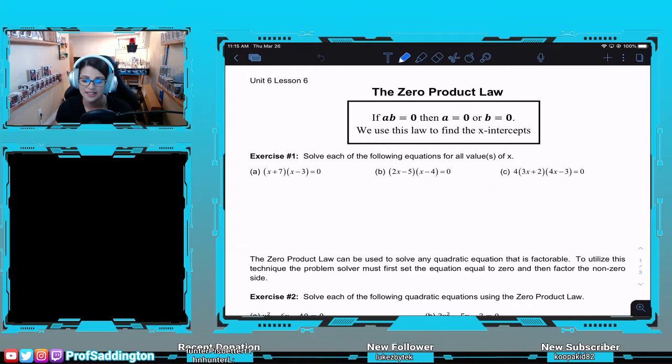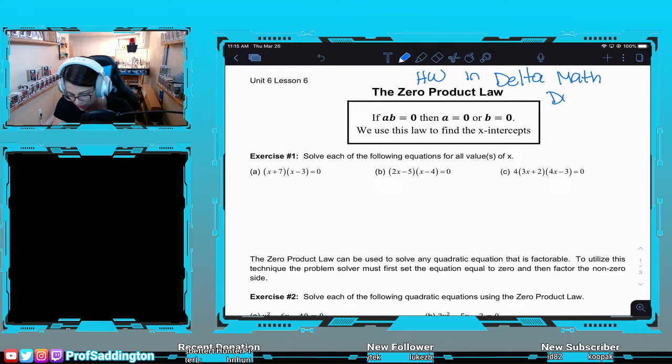And your homework tonight will be in Delta Math. I'll actually write that down. So homework in Delta Math, and that'll be due on Monday, which is also going to be when your next lesson is. So Monday, I'll post it in Teams. I believe I said 11:50. It's either 11:15 or 12:15. I can't remember offhand, but I'll post it in Teams for your next lesson.